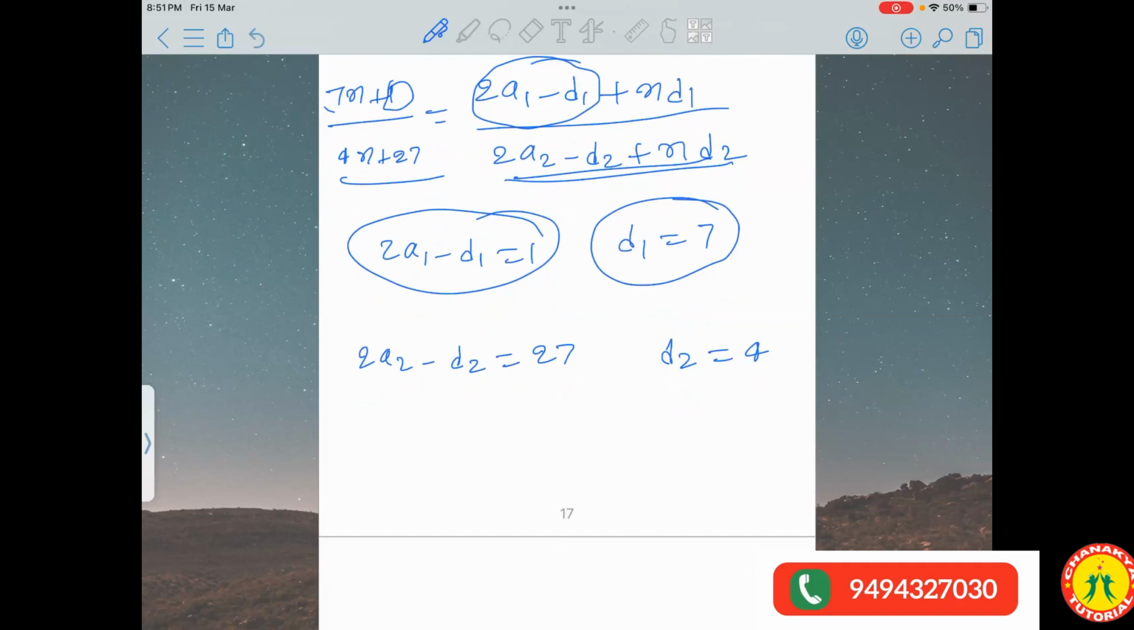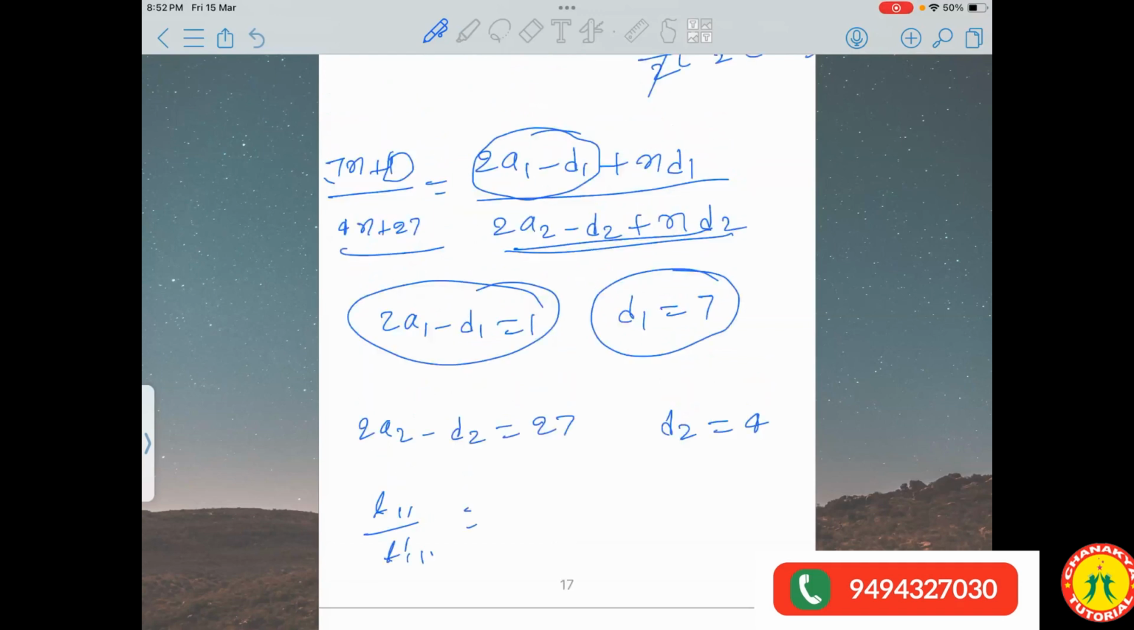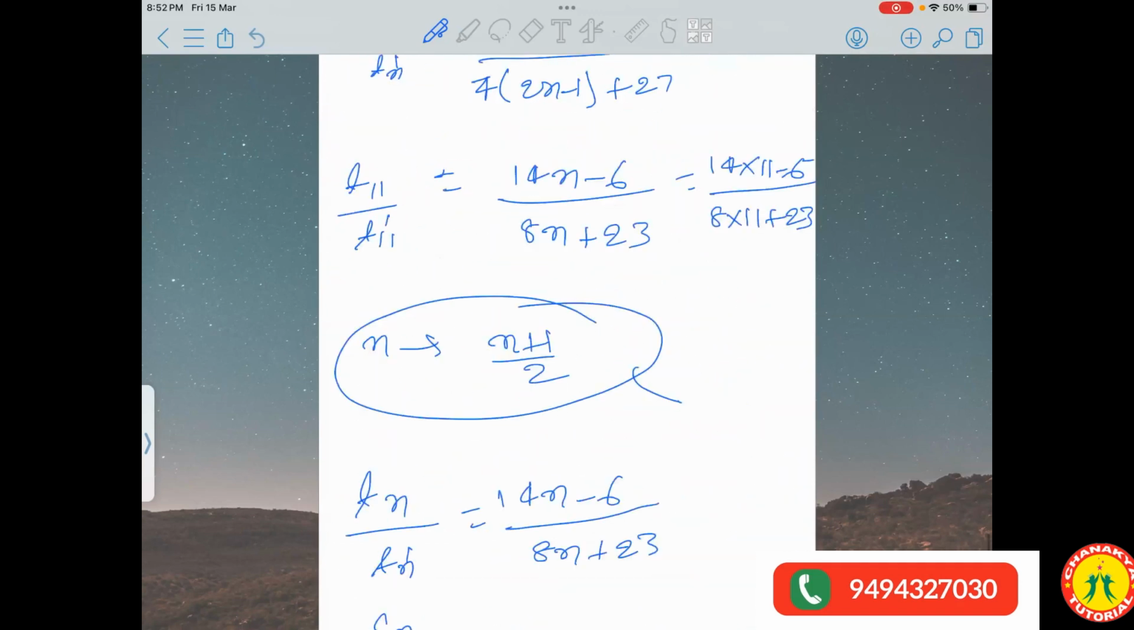d1 has come, and once you have the values of a1 and d1, you can find the ratio of t11 dash, right? a1, d2. Got it? So we need to remember this shortcut method.